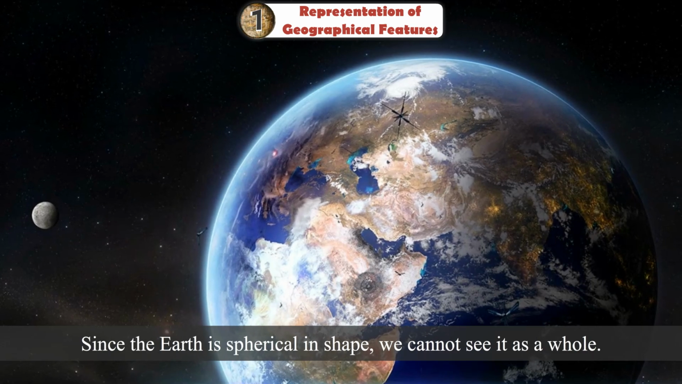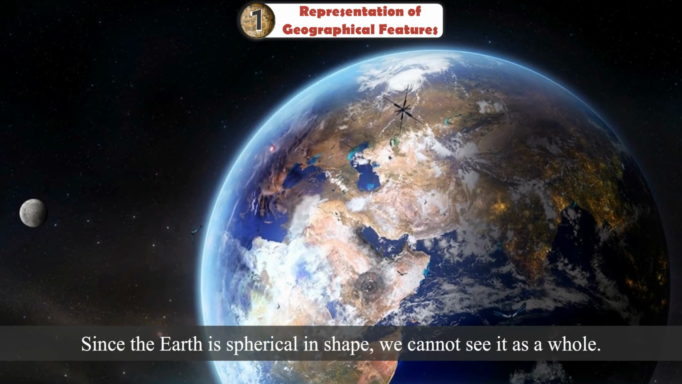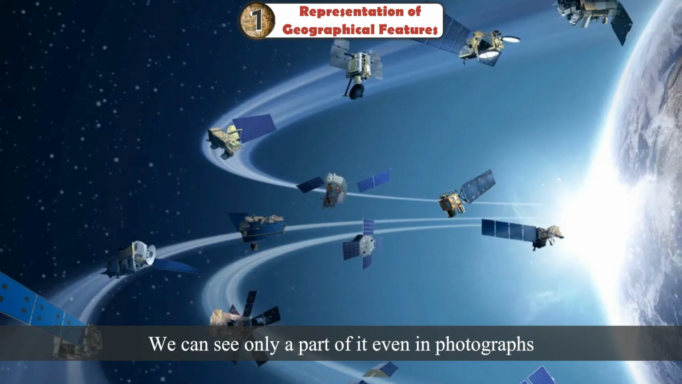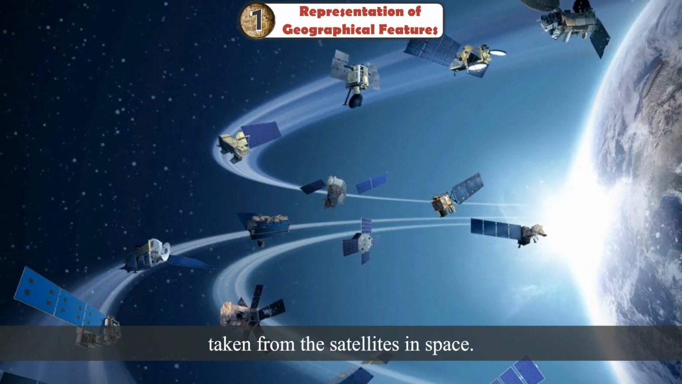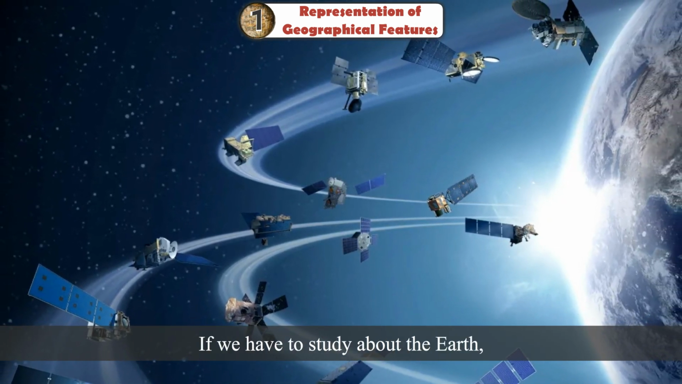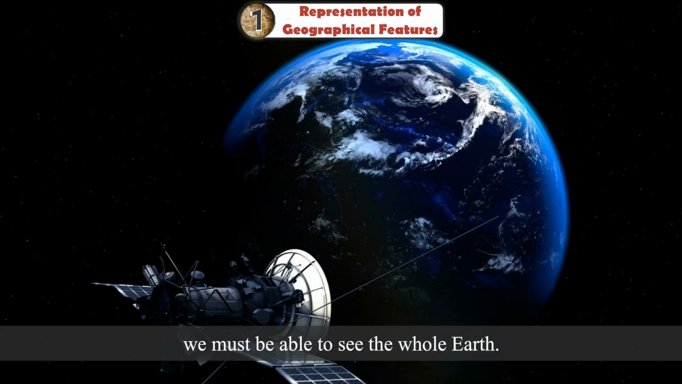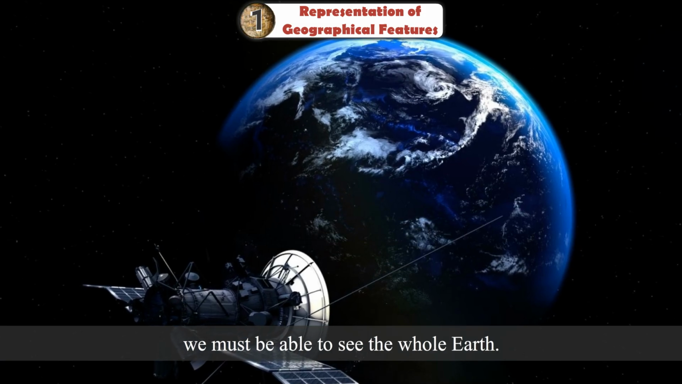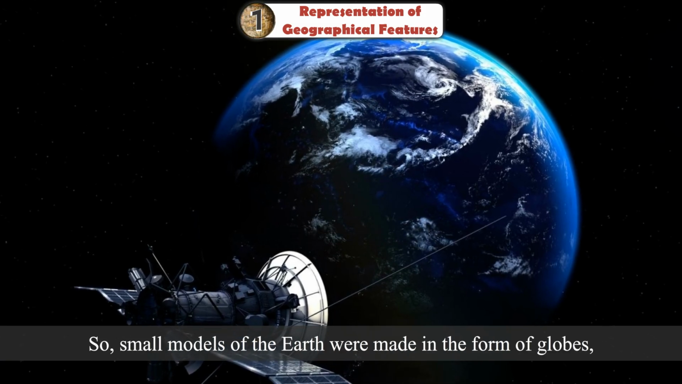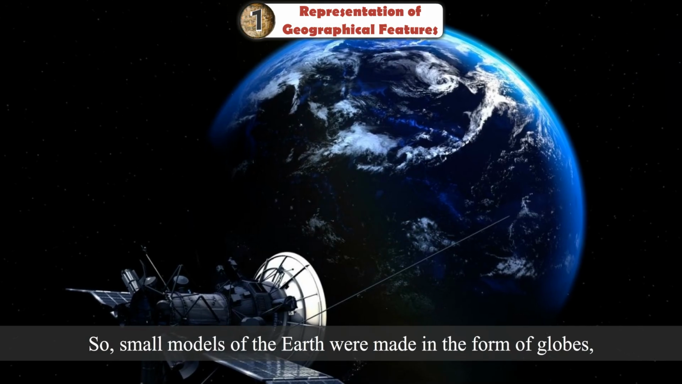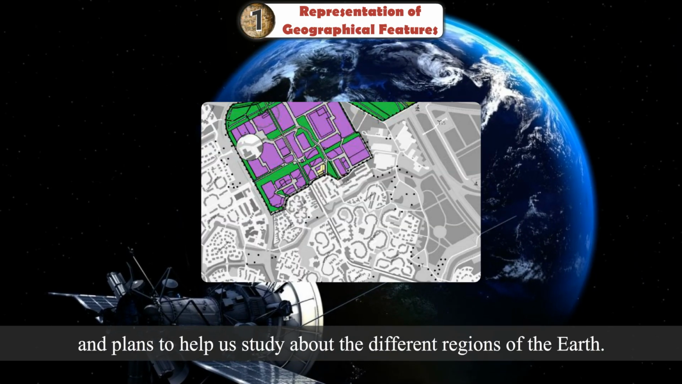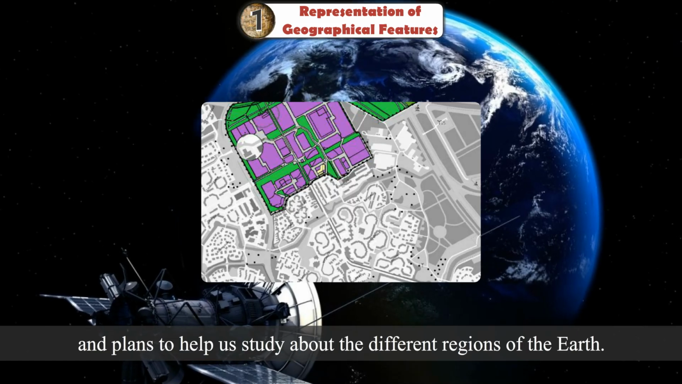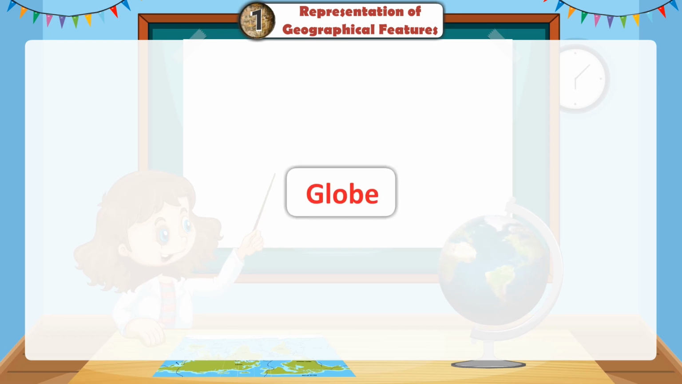They wanted to know about the earth in detail. Since the earth is spherical in shape, we cannot see it as a whole. We can see only a part of it, even in photographs taken from the satellites in space. If we have to study about the earth, we must be able to see the whole earth, so small models of the earth were made in the form of globes, maps, sketches, and plans to help us study about the different regions of the earth.